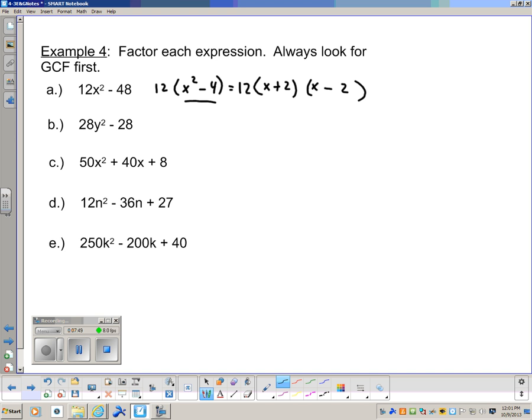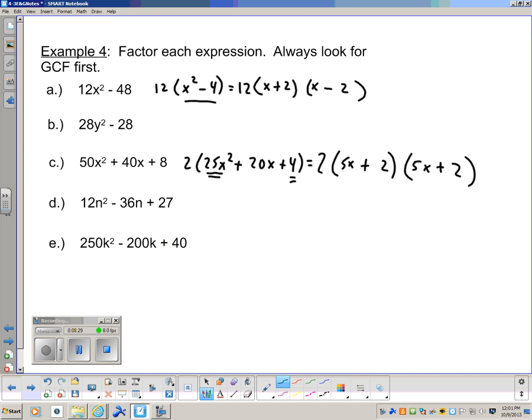Let's go down there to letter C. Looking at 50x squared plus 40x plus 8 and thinking what do they have in common? I'm thinking 2 because 4 won't go into 50. So I'm going to pull a 2 out and see if that works. When I do that, I get 25x squared plus 20x plus 4. And again, this is one of those special cases. So I'm looking for square roots. Square root of 25x squared is 5x. Square root of 4 there is 2. And then because the middle has to be a plus and the outside has to be a plus, we need a plus and a plus.